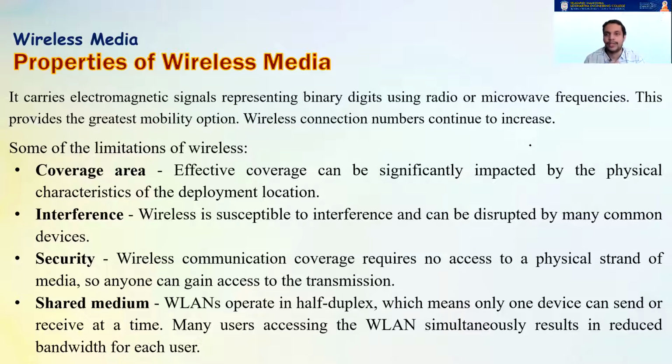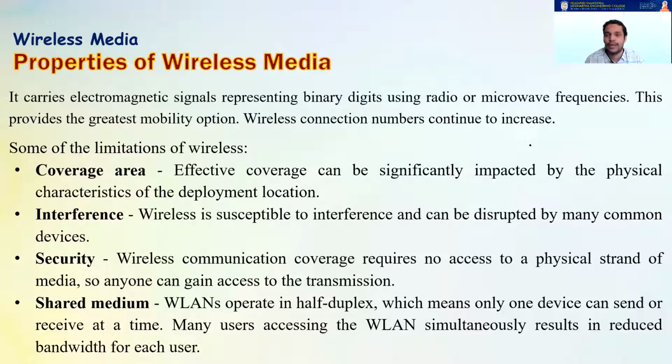Some of the prominent limitations of wireless networks are, the first one is the coverage area. Sometimes even if you have a very good wireless router, you might not get coverage in some parts of the home because of the thickness of the walls and also atmospheric conditions. Something will be impacted. Second one is the interference. So wireless is susceptible to interference and can be disrupted by many common devices. If they are working in the same frequency range, you will definitely get interference from the same device.